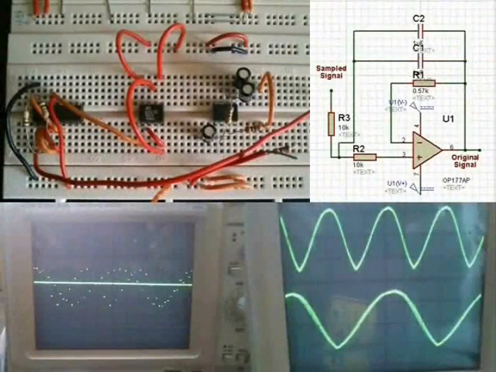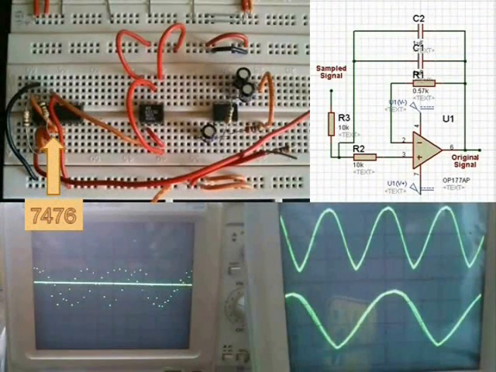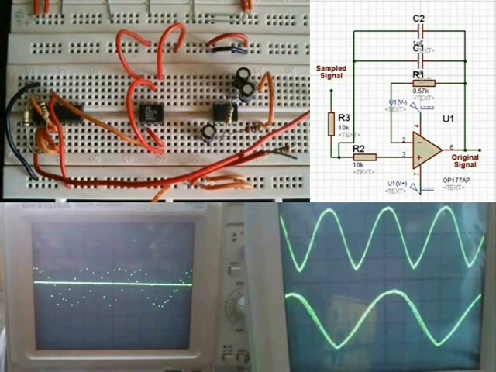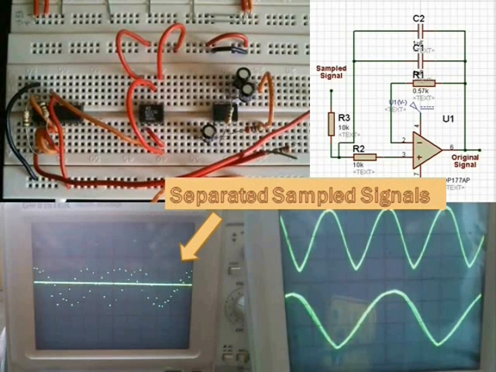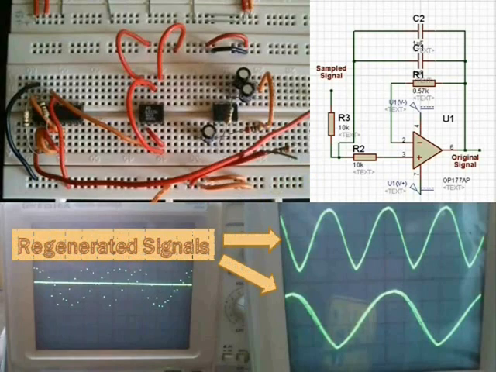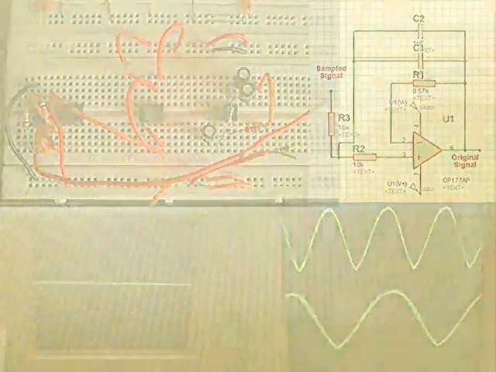The main clock was sent to the 7476 flip-flop IC. Q and Q bar of that IC are multiplied with the original transmitted signal by AD633, so that the two sampled signals are separated. A low pass filter, which is designed with a 4 kHz cutoff frequency, perfectly filters these sampled signals to regenerate the original sinusoidal signals.